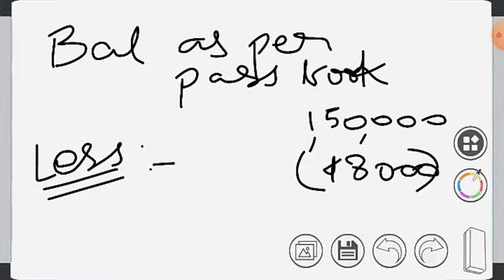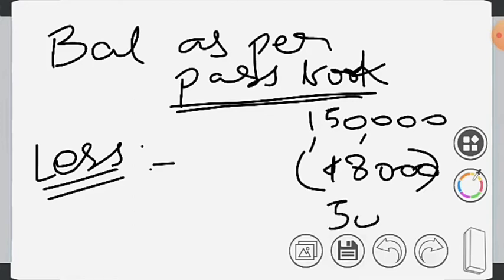So coming to the next adjustment, she received a check of 5,000 which she recorded in the cash book but forgot to deposit in the bank. What happens over here? When we take balance as per passbook, we should consider the changes that are occurring in the cash book. She recorded it in the cash book but forgot to deposit in the bank. Since the amount is added in the cash book and we are thinking from the point of view of cash book, the amount must be added. Hope you're getting my point.